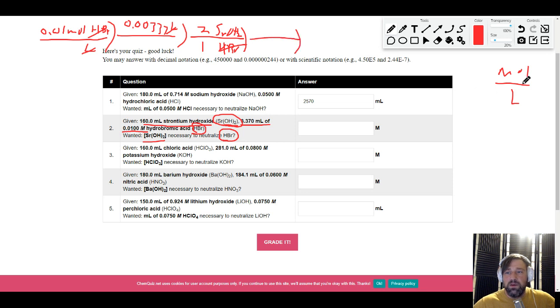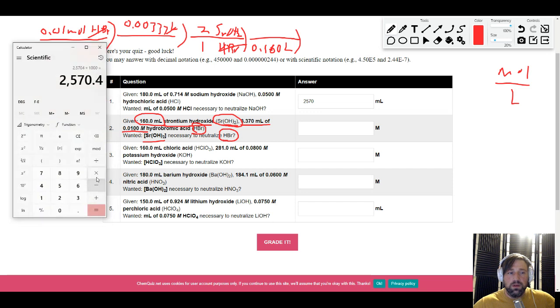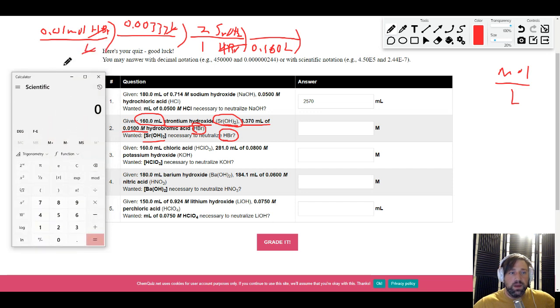Now we need to get to moles over liters. We currently have moles of strontium hydroxide. So we need to put liters on bottom. I have the volume of strontium hydroxide right here. So it's going to be 0.160, because I converted to liters. And that gives us our full math, our equation there.